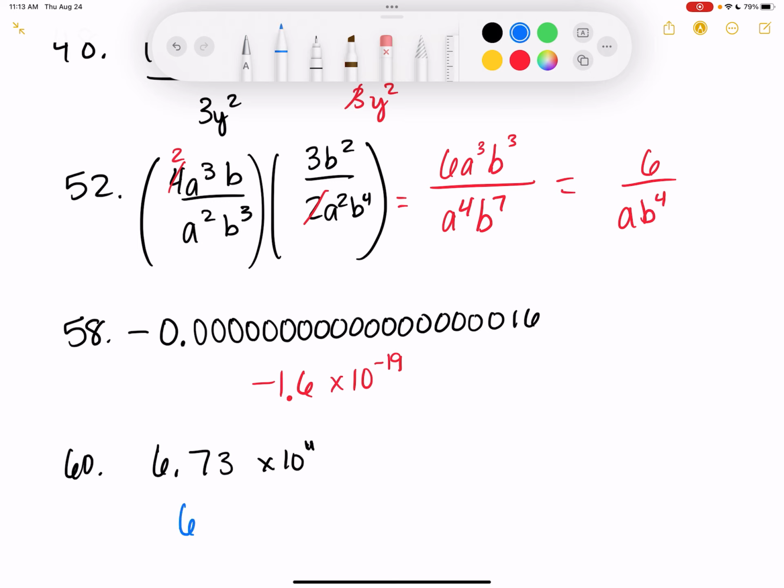Okay. So 6, 7, 3, so that's 1, 2, so then the rest is zeros. 3, 4, 5, 6, 7, 8, 9, 10, 11. That's just like 673 billion. It's a lot.